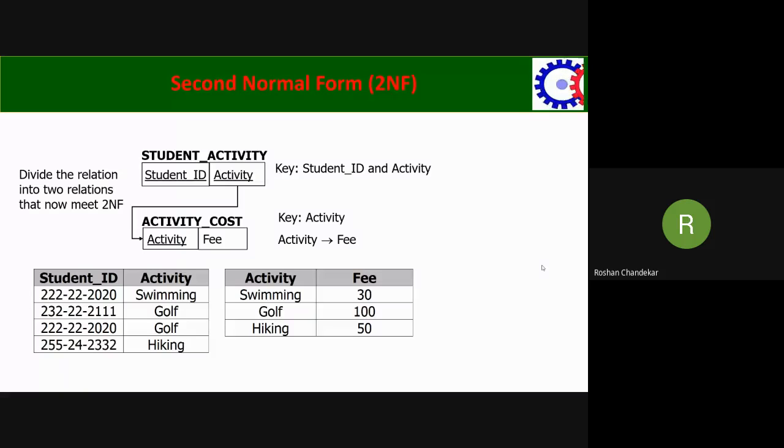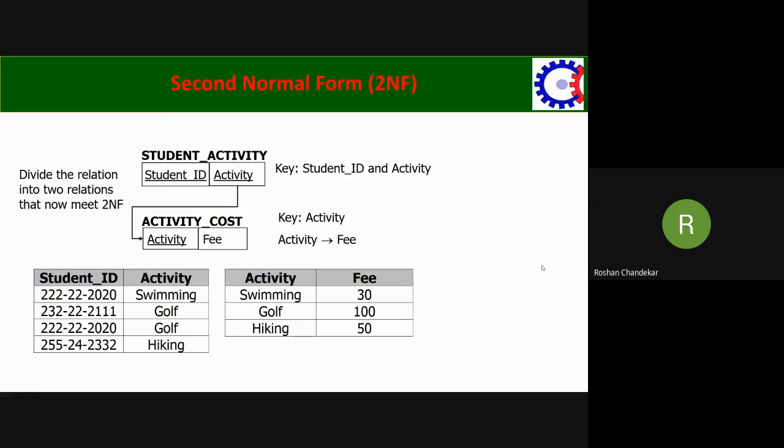So now understand very clearly: a student ID has its own activity, and the activity has its fees. So the activity and fees are functionally dependent, and the student ID and activity are the keys.